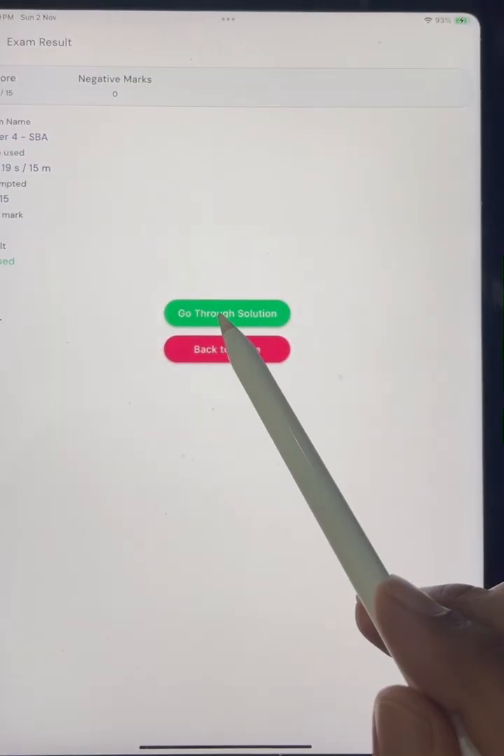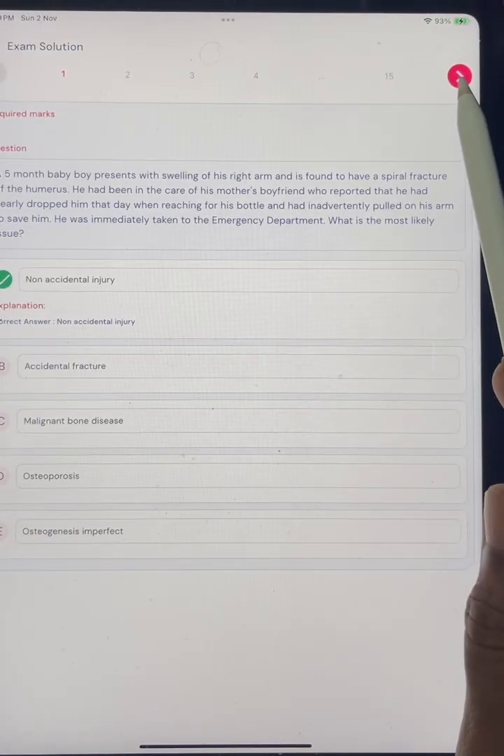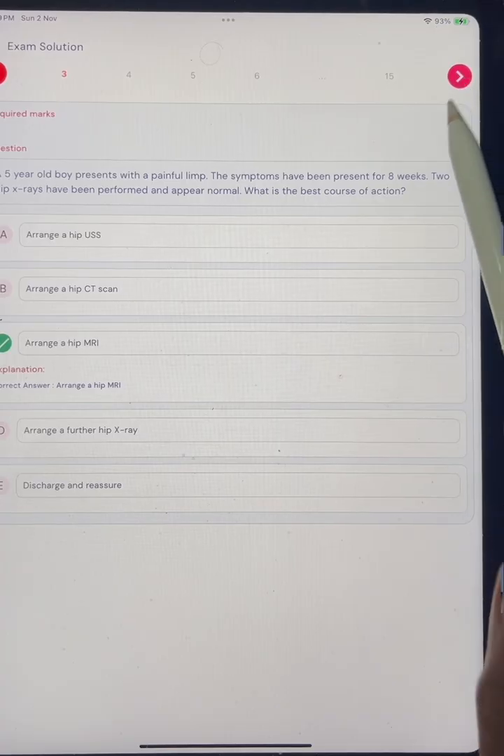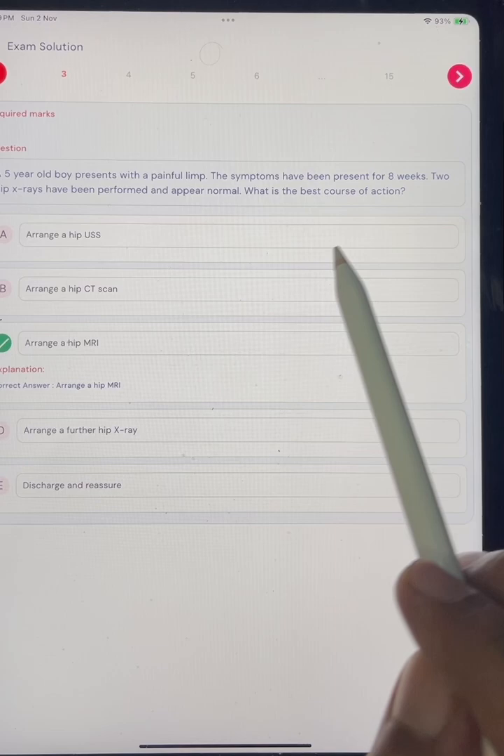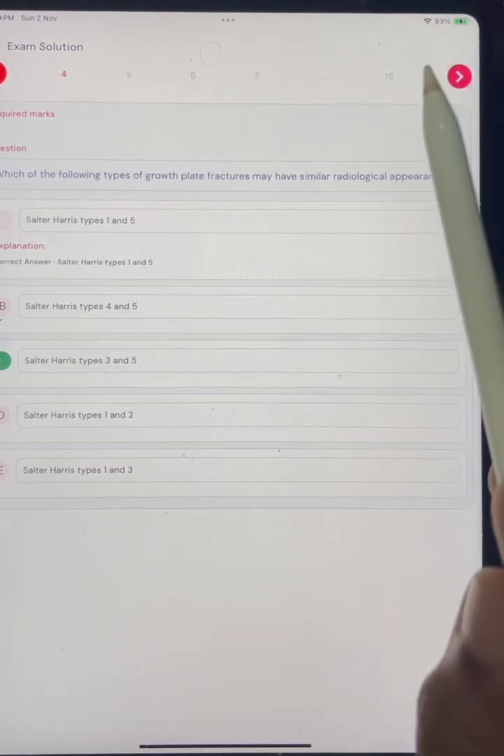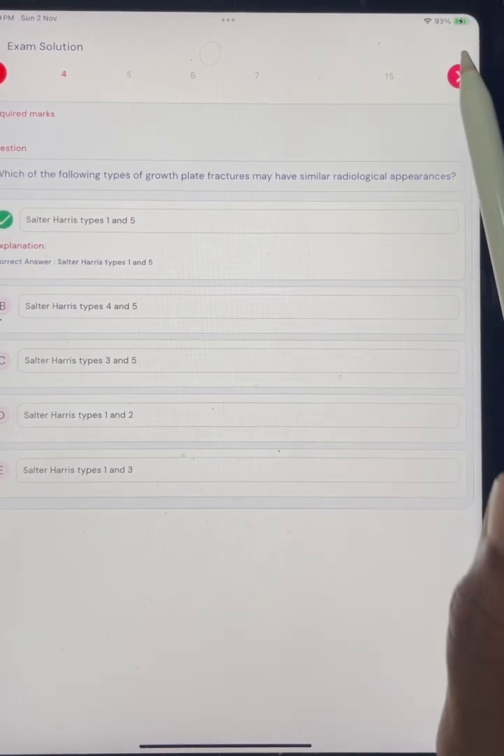Oh, 13. Non-accidental, right. Arrange hip MRI. Yes. A 5-year-old boy with limb pain. Hip MRI has to be done. Salter-Harris type 1, right.